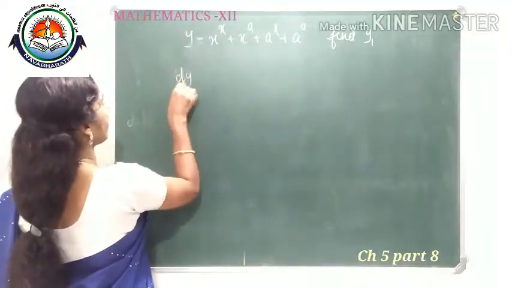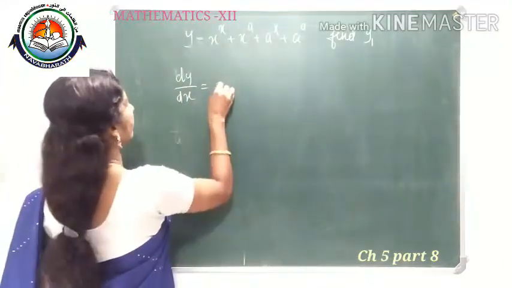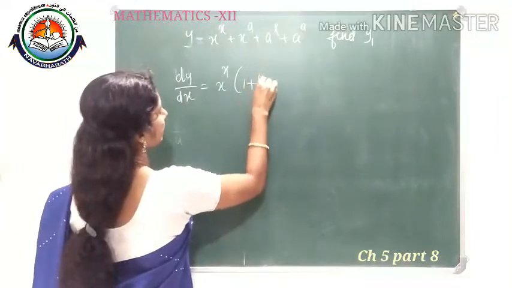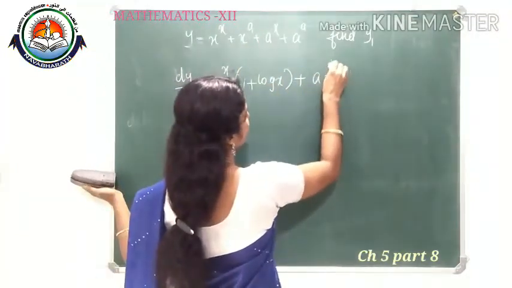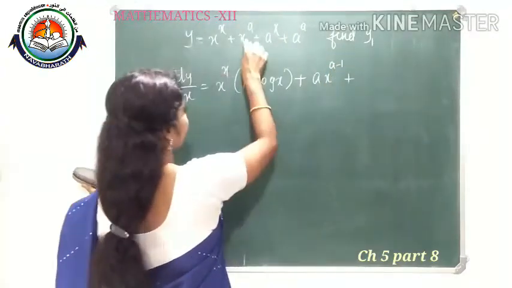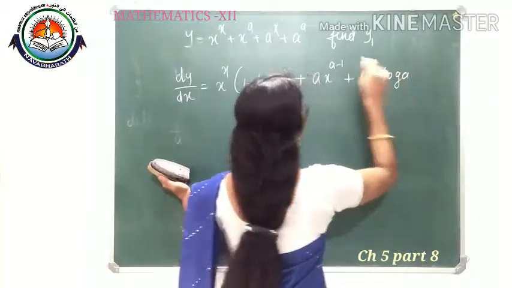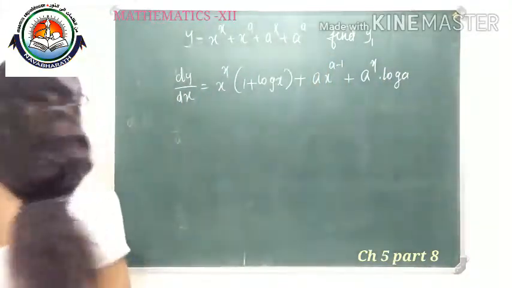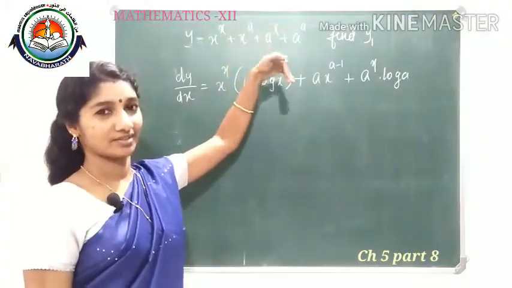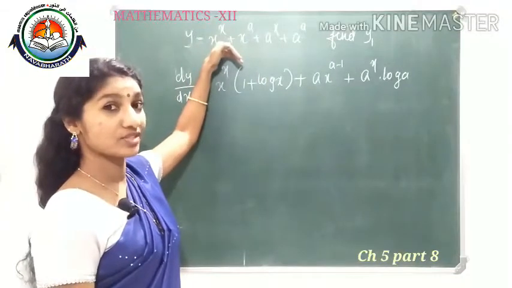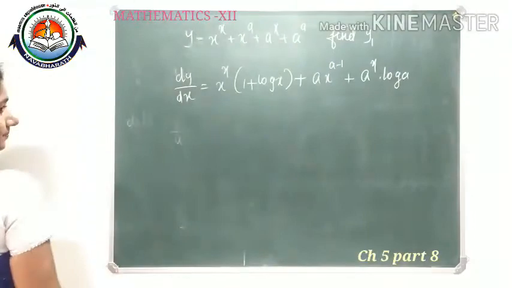So dy by dx is equal to its derivative, which we calculated separately and can copy: x raised to x into 1 plus log x, plus x raised to a, whose derivative is a x raised to a minus 1, plus a raised to x, whose derivative is a raised to x into log a, plus a raised to a is constant, its derivative is 0. Okay, so this is the derivative of the given function. That you need to write separately for the first one, the others you can write directly. Clear?